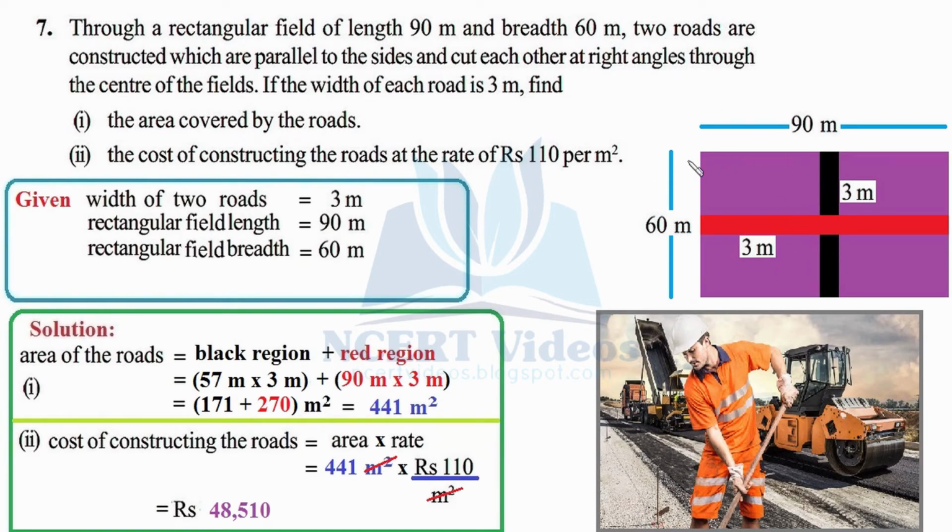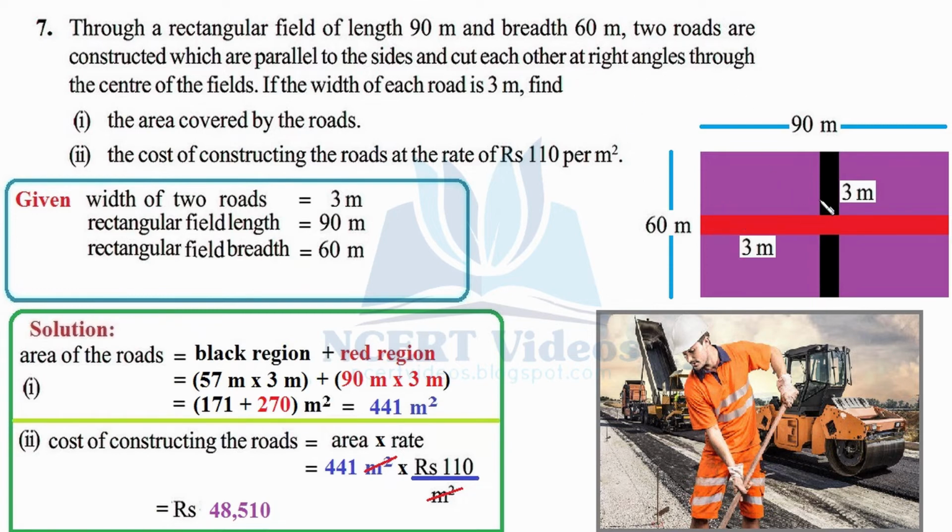Here we have again a very similar question to the previous one. The only difference is that the statement has been changed a little bit. Now here we have a rectangular field of length 90 meter and 60 meter. So this is a rectangular field. Now 2 roads are constructed which are parallel to the sides. So what does this mean? Parallel to the sides. So one road will be parallel to this side, that is this road represented with black, and another with this side, that is the red road. So that is the same question as we had previously, only the statements are different.